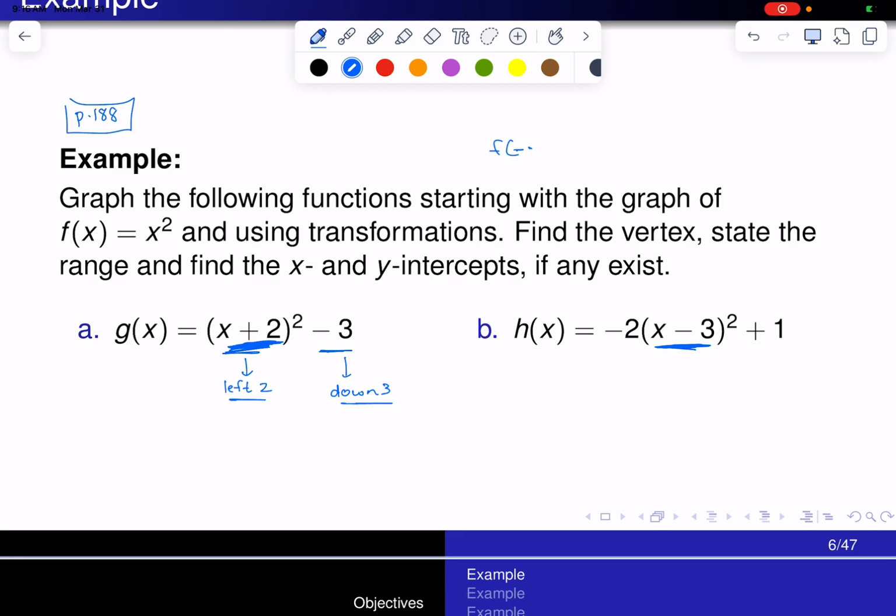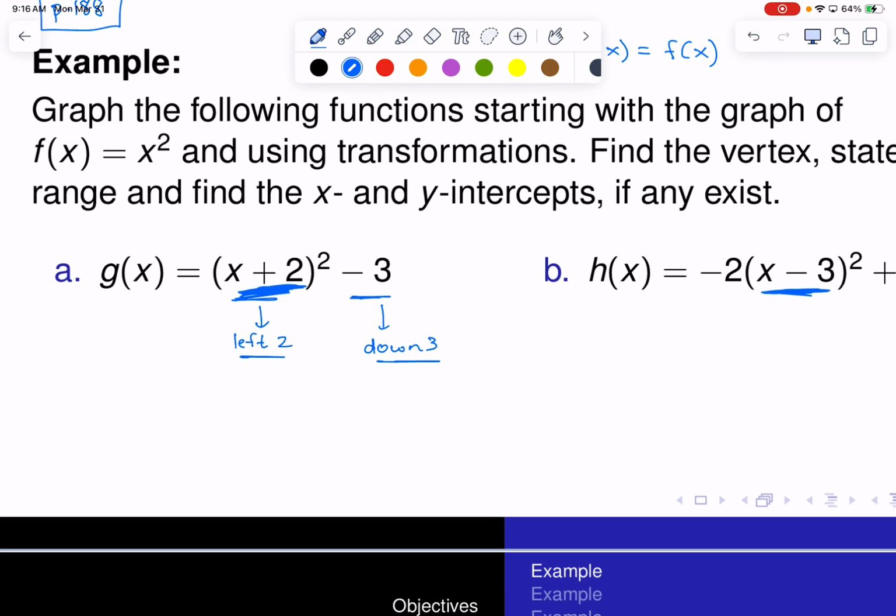So f of negative x, if you have the negative on the inside, does that do anything? When you have an even function, the flip on the inside does nothing. It doesn't affect it. It's only the flip outside the house that affects it. So when I put the negative all the way out in front of it, that'll make it an upside down parabola. So we won't have a regular U, we'll have an upside down U.